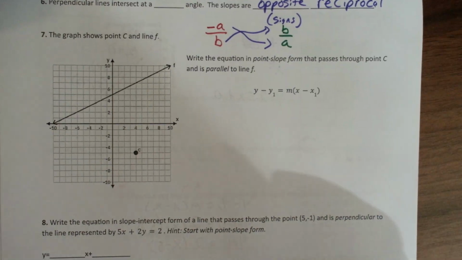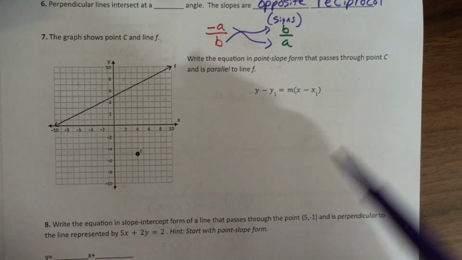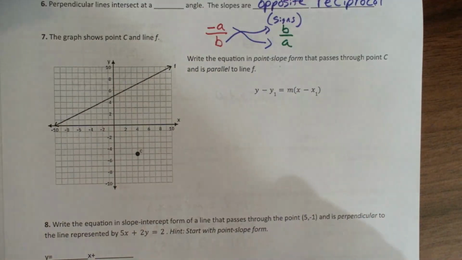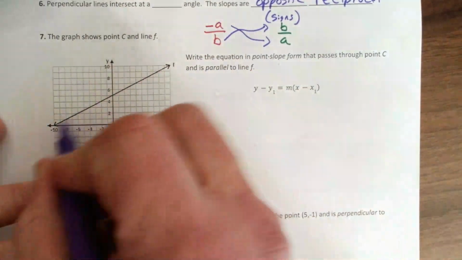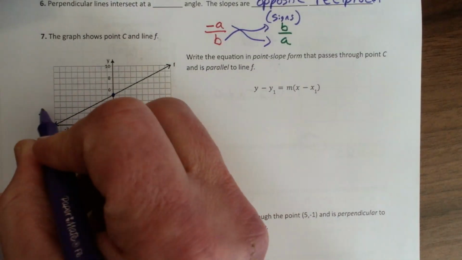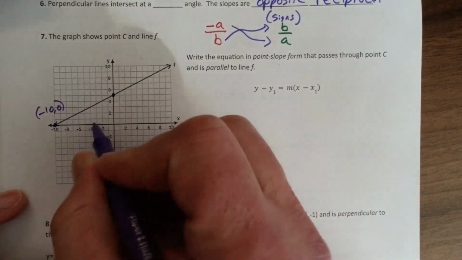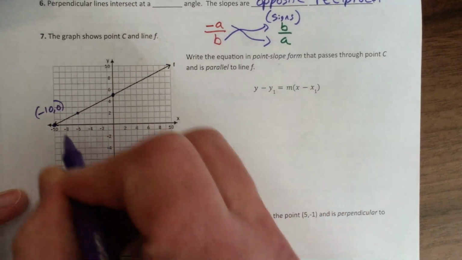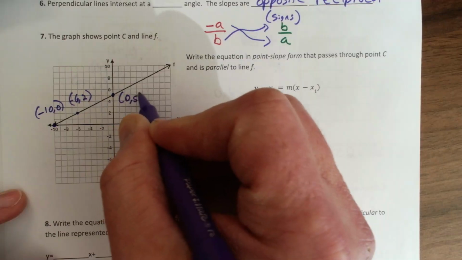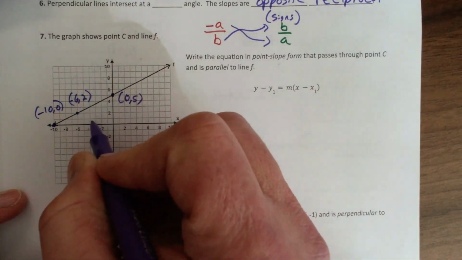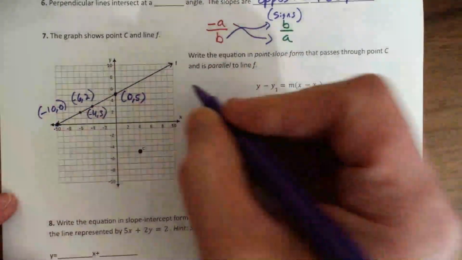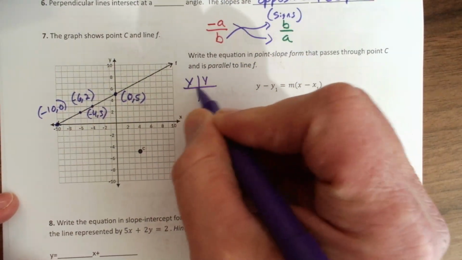Okay, so the graph shows point C and line F. Write an equation in point slope form that passes through the point C and is parallel to line F. So I need this line to figure out its slope. I can use a couple different points here. I have negative 10, 0. I have what looks like negative 6, 2. I have 0, 5. I have negative 4, 3. Again, I'm just grabbing these points just to put them into a table in Desmos and find the slope.